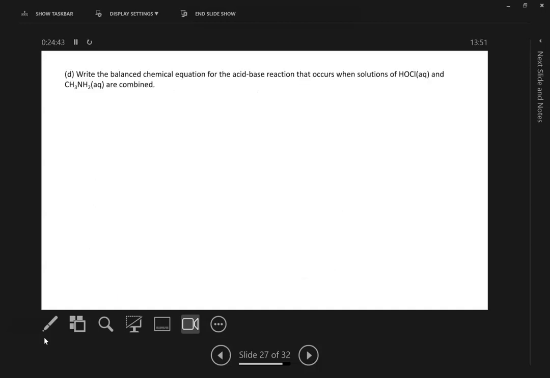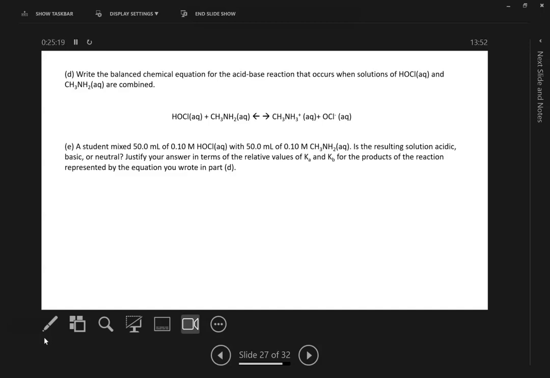Now the question says, write the balanced chemical equation for the acid-base reaction that occurs when these two solutions are combined. One of them is going to be an acid and one of them is going to be a base, but the question is which is going to be which. And as it turns out, this is the reaction that occurs. The HOCl donates its H and gives it to the CH3NH2.